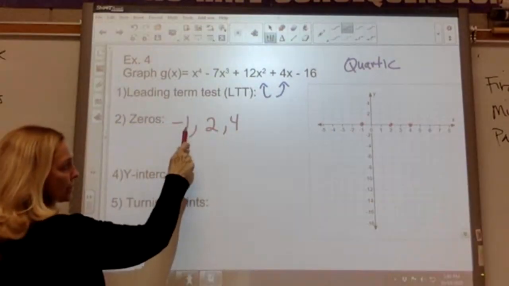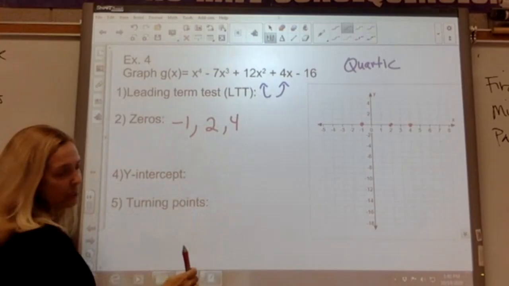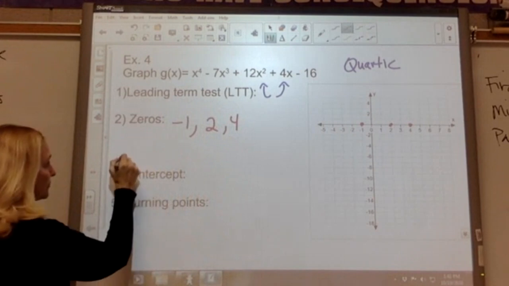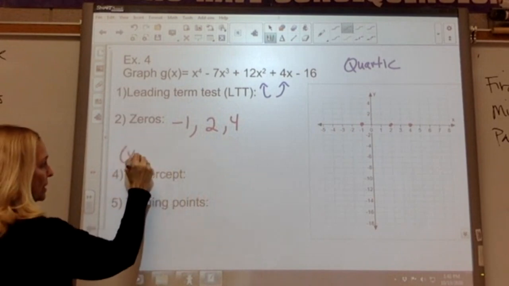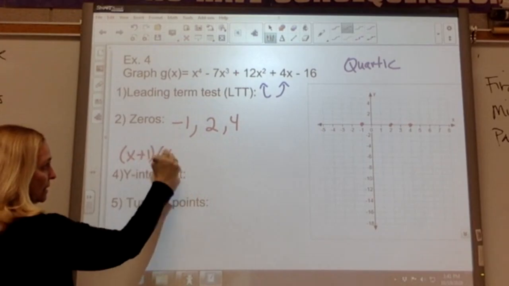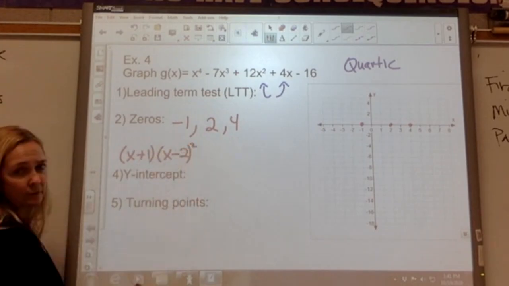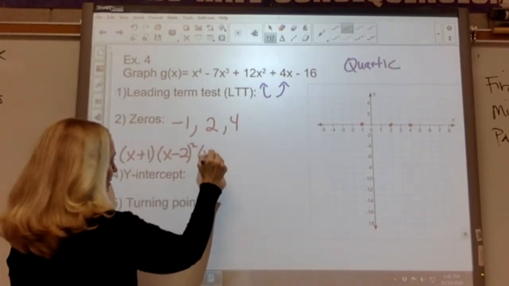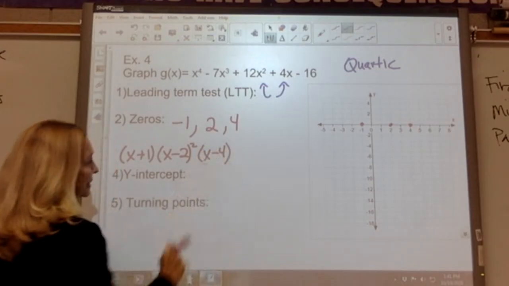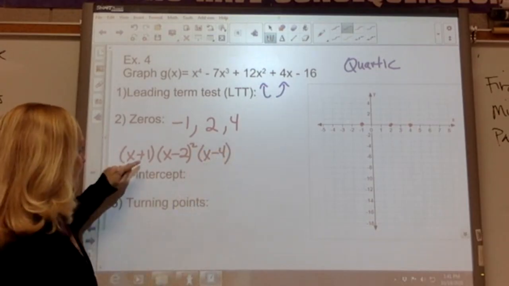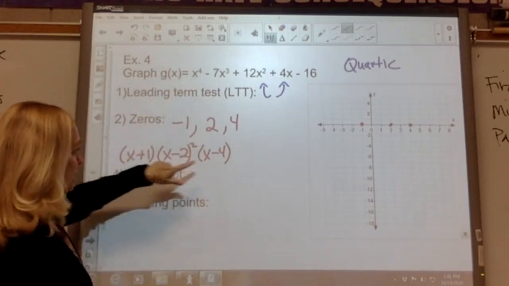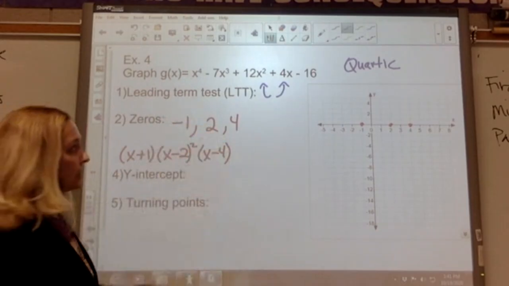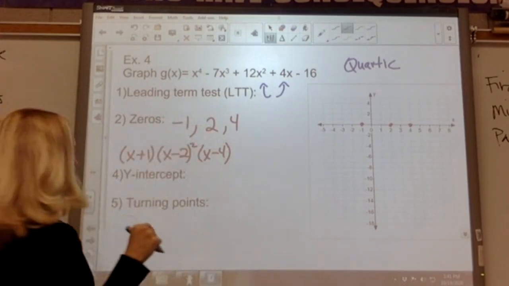Now we'll say it crossed here and it crossed here, but at 2 it just touched. So this would be used as a factor twice. If I wanted to factor this now with those zeros, I know that it would factor into x, the opposite sign, +1 times x minus 2, and I'd have it squared. That would be 2 times. And then this would be x minus 4. That would be how it would factor. And so there are 4 zeros. I have 1, 2, and this number here counts twice because it just touches. So it adds up to be 4 for all of those zeros.